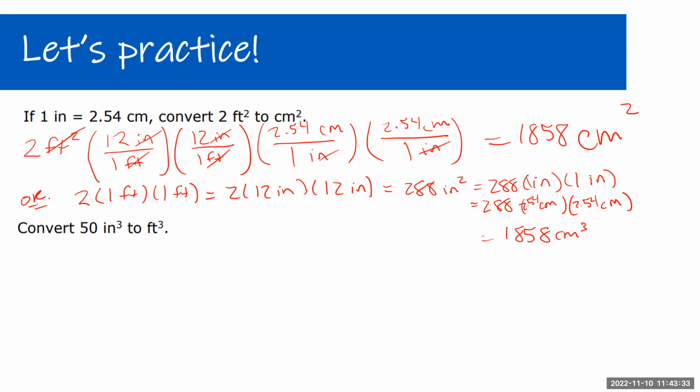50 inches cubed to feet cubed. You have 50 inches cubed here.